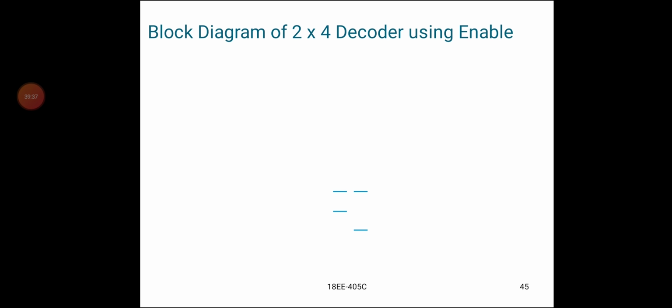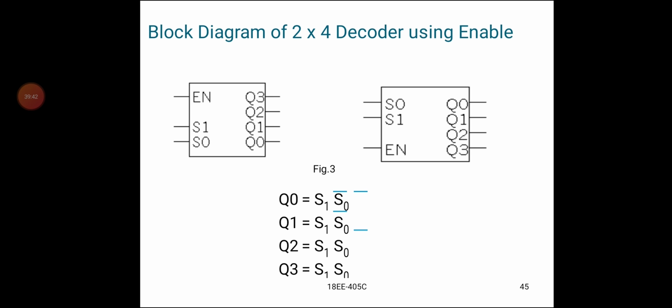The block diagram for a 2 to 4 decoder using enable input. So here we have 3 inputs. One is the enable input, and 2 inputs are S0 and S1. There are 4 outputs Q0, Q1, Q2, Q3.